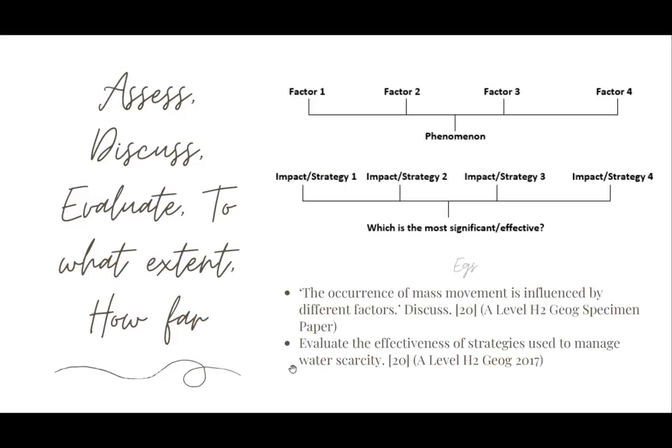But in this case, they didn't give you any strategies. You have to come up with the whole range on your own. But other than that, the answering technique is still the same. The requirement of the question is still the same, which is to consider a range of factors, a range of impact, a range of strategies, and then to weigh and see which one is the most significant or the most effective.